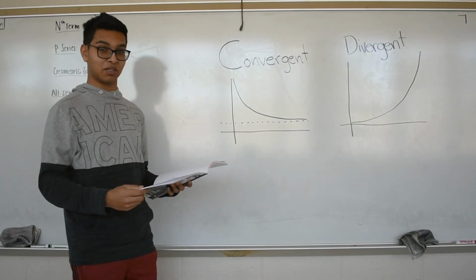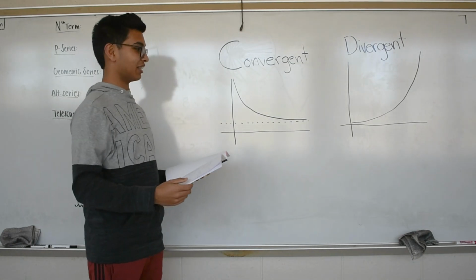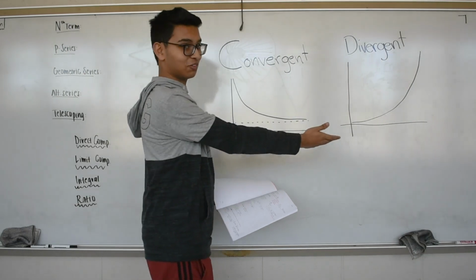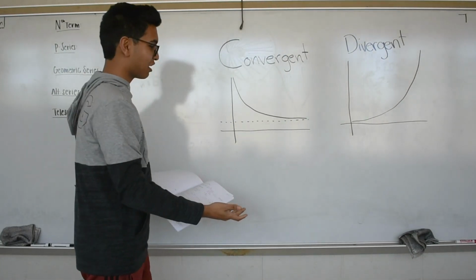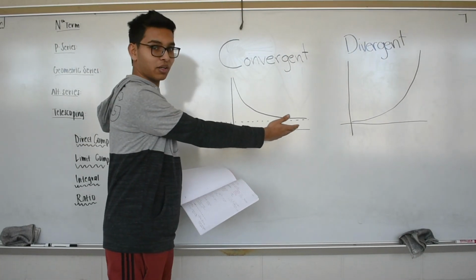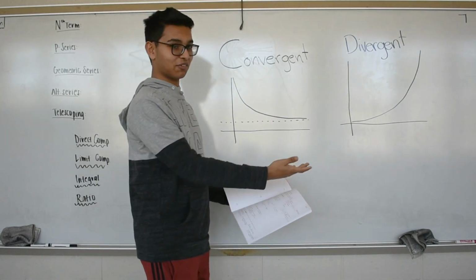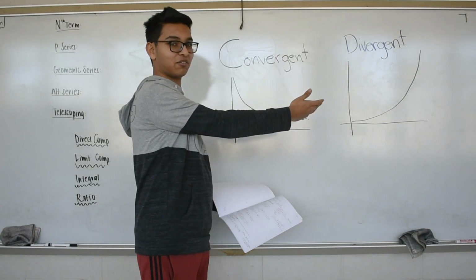A series is a summation of a sequence. And an infinite series can either be convergent or divergent. A convergent series goes to a specific point as the series reaches infinity, while a divergent series will go to positive or negative infinity.